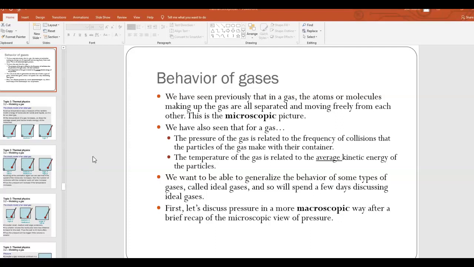Okay, so in this video we're going to move on in the textbook, in the IB Physics textbook. This is going to be under 3.2. We're going to start talking more about ideal gases and behavior of gases.